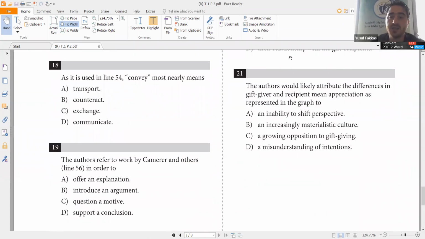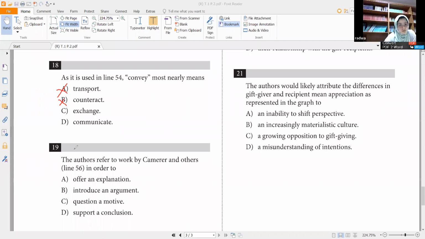What does it mean here? Now, one of the meanings of convey, of course, is to transport, but this is a physical meaning. And we talked about how a word can be used physically, literally, or figuratively in a different way. Can we say that the gifts transport feelings or signals of thoughtfulness and consideration? Of course not. What about counteract? Does it work? It's either exchange or communicate.